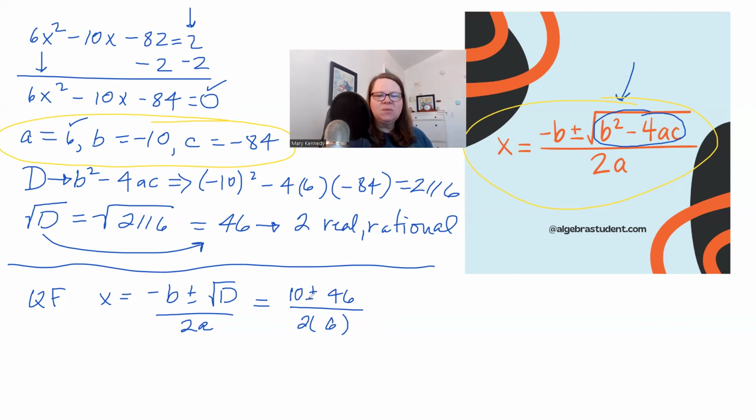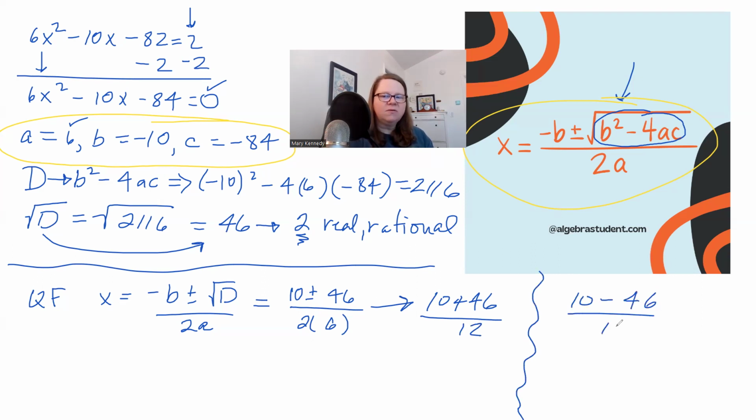Now, this is still confusing because it's got plus or minus. That just means there's two answers. Remember up here, we said there were going to be two real solutions. It just means that one of the solutions is when we do 10 plus 46 over 2 times 6, which is 12. And the other solution is when we do 10 minus 46 over 12. Okay, so let's add it up. 10 plus 46. 46 plus 10 is 56 divided by 12.